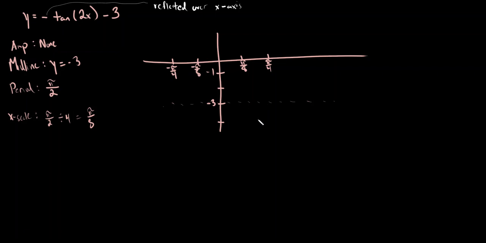And once you get the hang of this, you can start realizing, hey, it's bound in between 2 vertical asymptotes, so I can just go ahead and plot those vertical asymptotes right away.